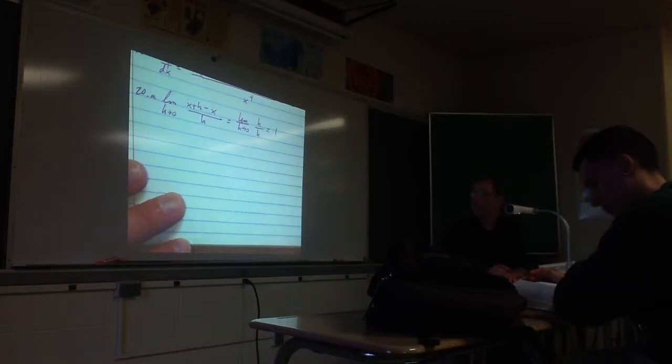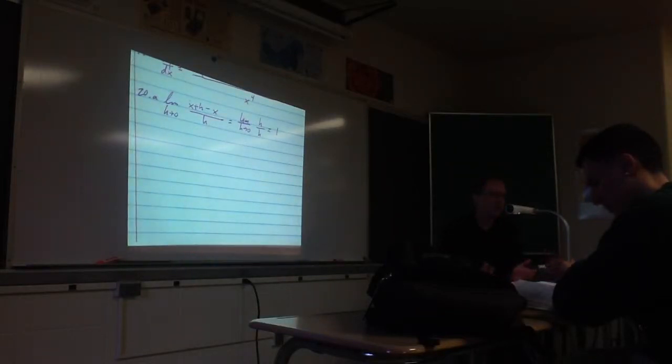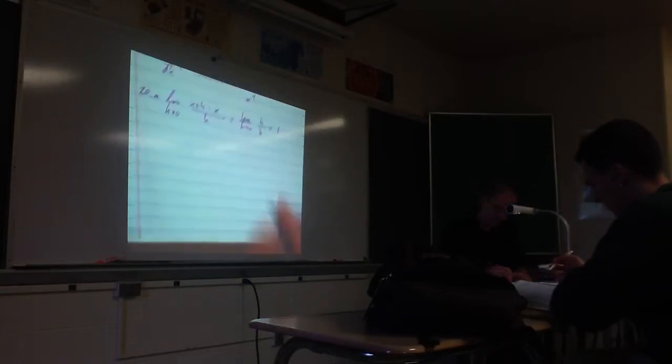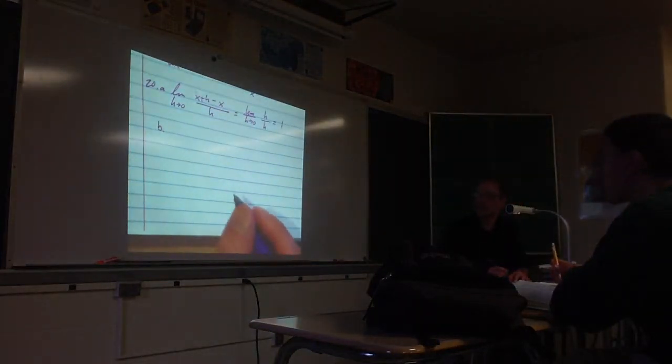So what this is, if you accept the limit definition of the derivative, this is a demonstration of the fact that the derivative of x is 1. It's a proof. Okay? So I thought that b was really interesting, so I think I'll just kind of talk about this.